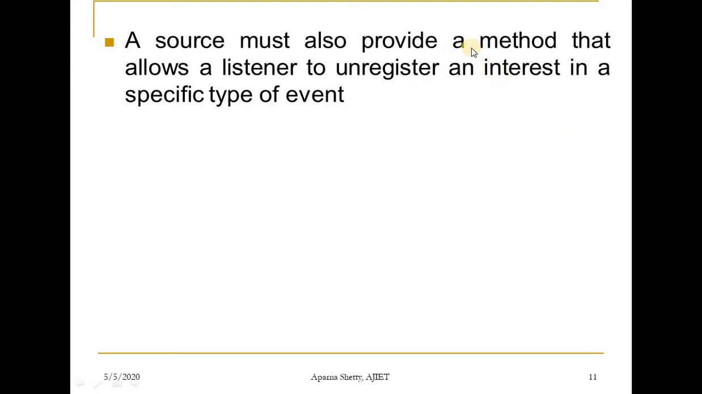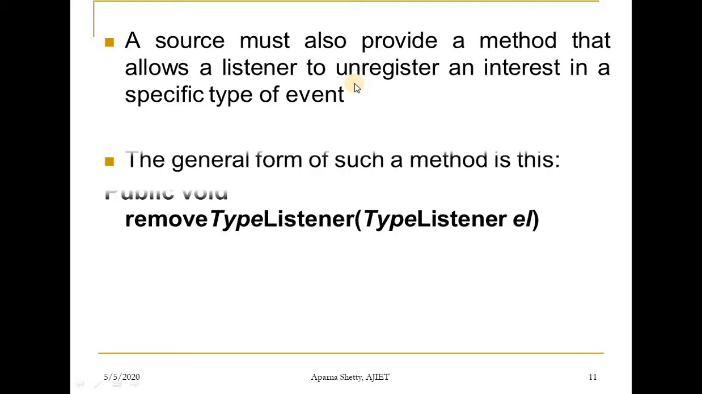So just like how it provides a method to register a listener, in the same way it must provide methods to unregister a listener. A source must also provide a method that allows a listener to unregister an interest in a specific type of event. So the listener can register for a specific type of event as well as unregister for a specific type of event.